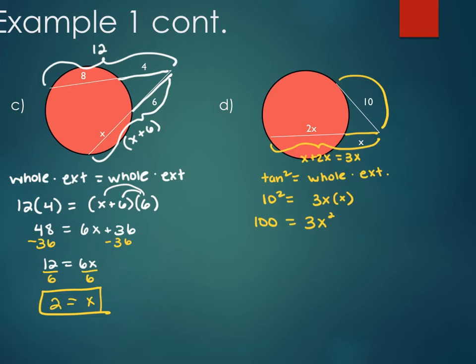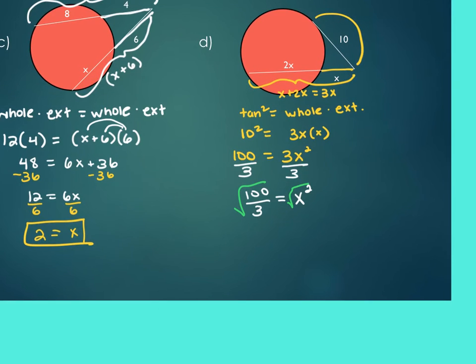Now to isolate that x squared, I'm going to divide both sides by 3. And I get x squared equals 100 over 3. Now that doesn't go in evenly, and I'm going to end up square rooting it, so I'm going to leave it the way that it is for now. I'm going to square root both sides, which means I square root both the 100 and the 3. Now we know the square root of 100 is 10, but the square root of 3 is an irrational number, so it stays that way.